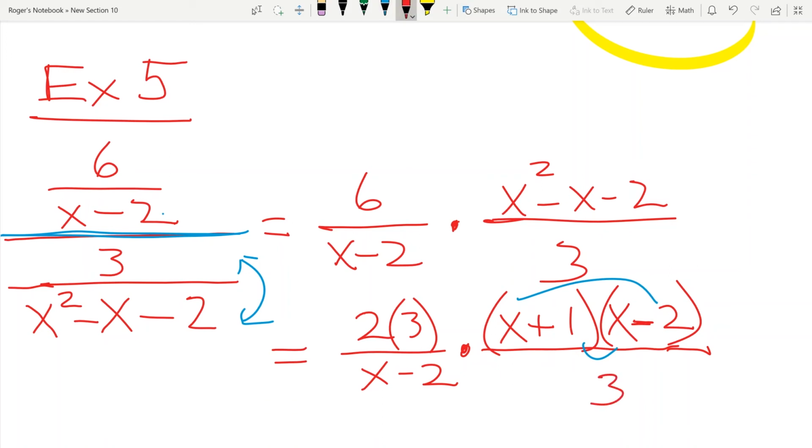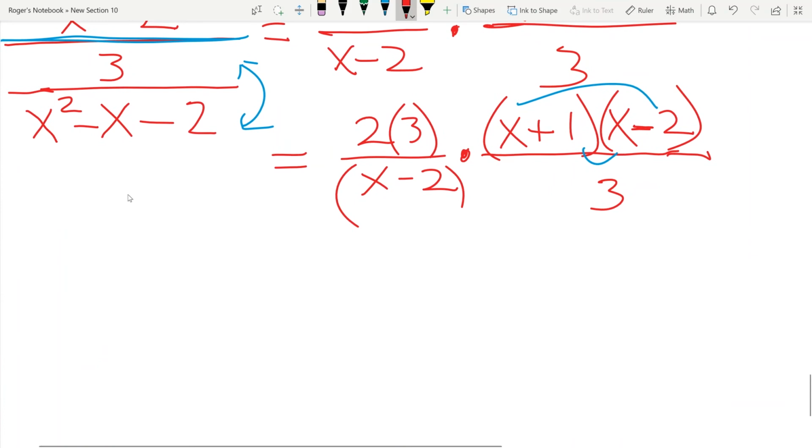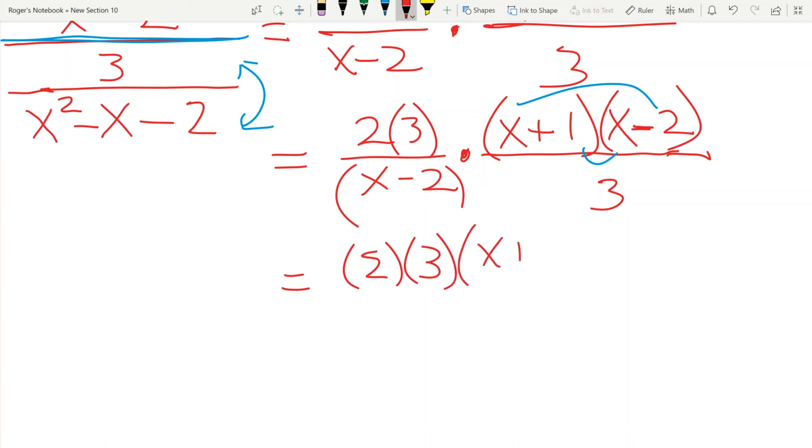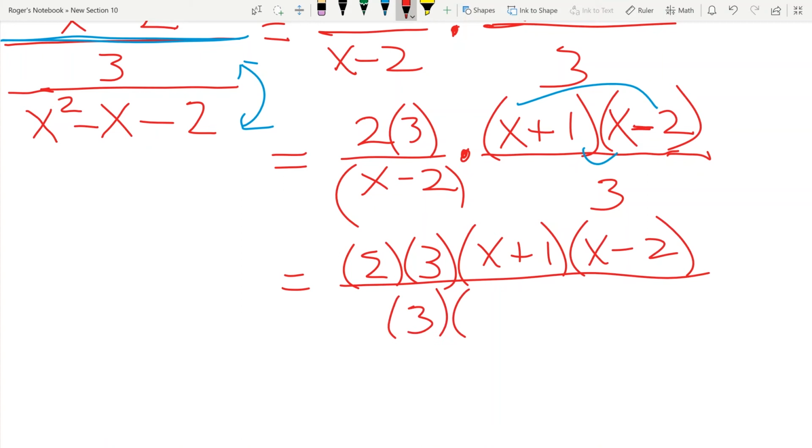Now, we can cancel. Okay? At this point, you might want to make it more clear. You can put parentheses here. And incidentally, since it's multiplication, it can all be joined into one big happy fraction. Let me show you. It can be 2 times 3 times x plus 1 times x minus 2, all divided by 3. I'm changing the order of the multiplication in the denominator. You can multiply in any order. 3 times x minus 2.